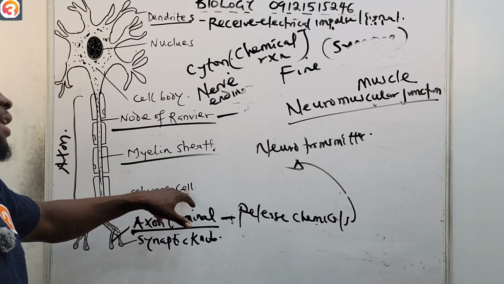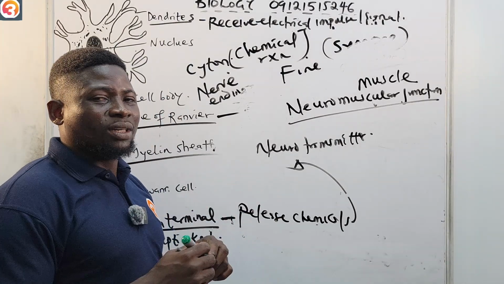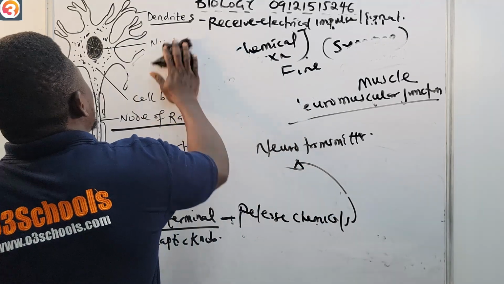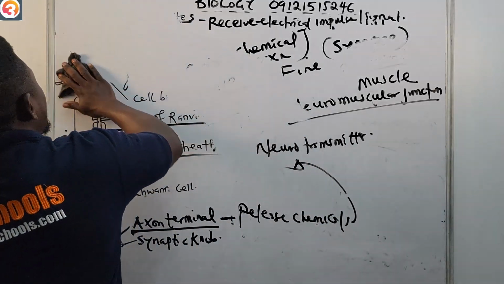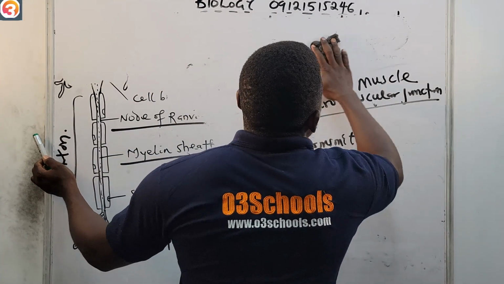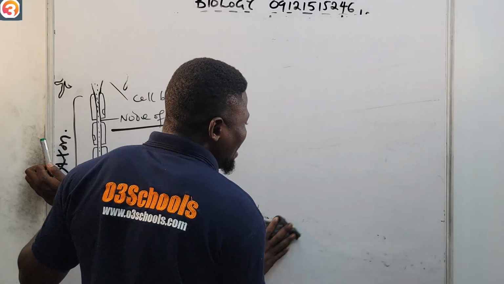Schwann cell, squamous cell. So take note of that. Now, we have three types of neurons. Number one, we call it the sensory neuron. Number two, we have the motor neuron. And then number three, we have the relay neuron.